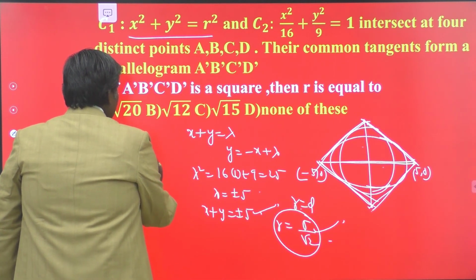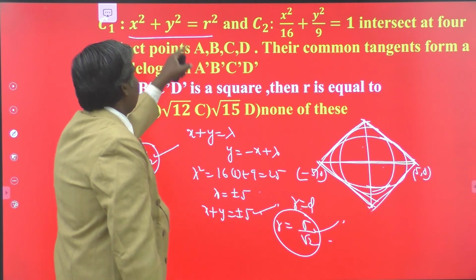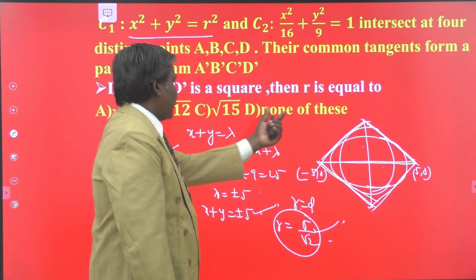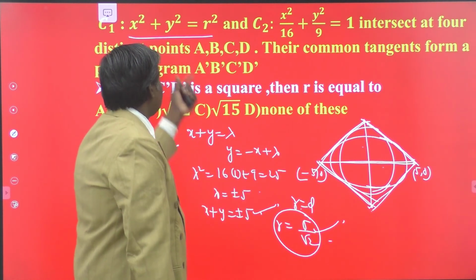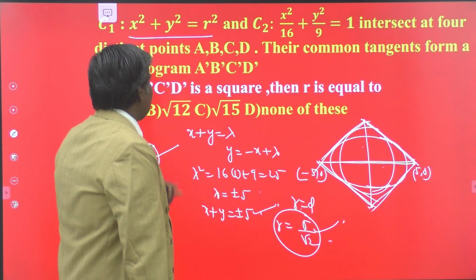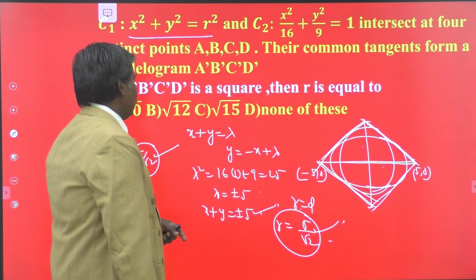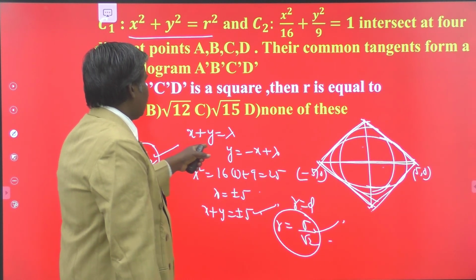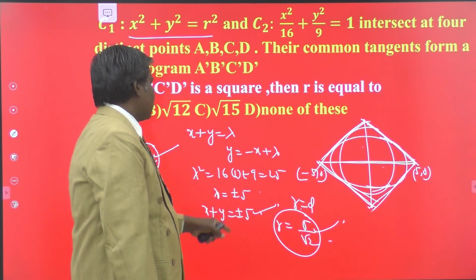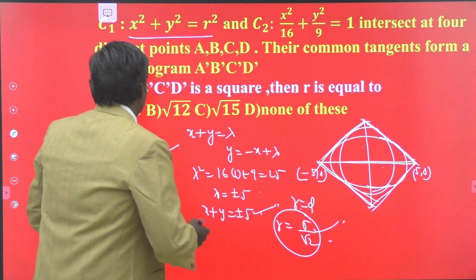5 by root 2 is the radius of the circle x square plus y square equals r square. So after writing the tangent equation, that is tangent for both, we apply the condition, that is r equals d. So r equals modulus of c by root of a square plus b square, that is 5 by root of 1 plus 1, that is 5 by root 2. The radius of the circle is 5 by root 2.